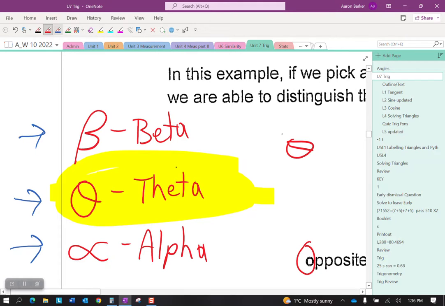Sometimes we use alpha, that's the sideways fish. The sideways fish is alpha. And you might know that from alpha and omega. Alpha being the beginning of the alphabet, omega at the end, right? The beginning and the end, alpha and omega.